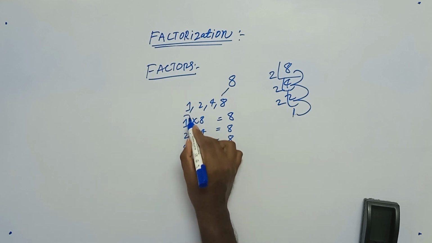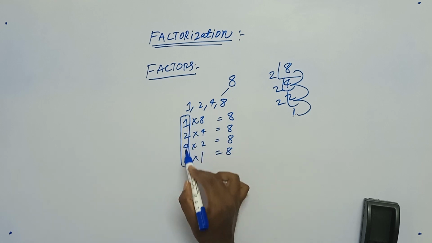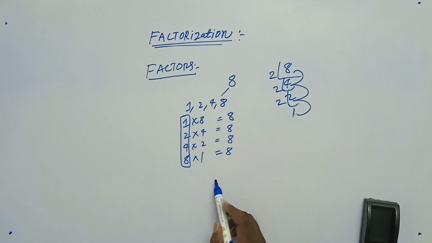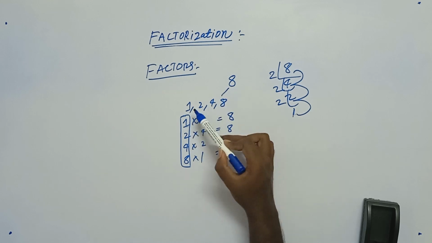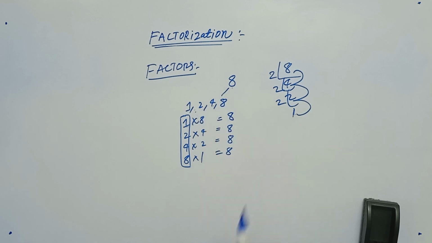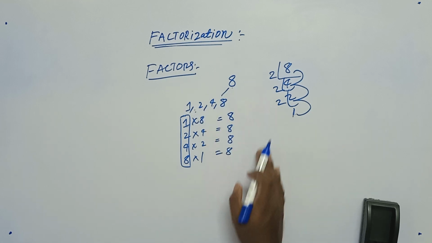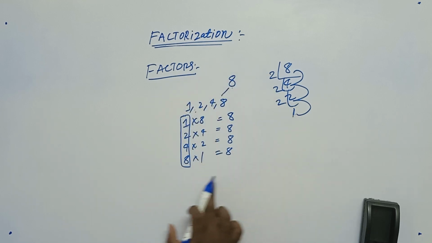That is why we are considering 1, 2, 4, 8 as the factors of 8. That means these factors can divide 8. That means 8 is divisible by 1, 2, 4, 8. So we have already learned about the factors, right?